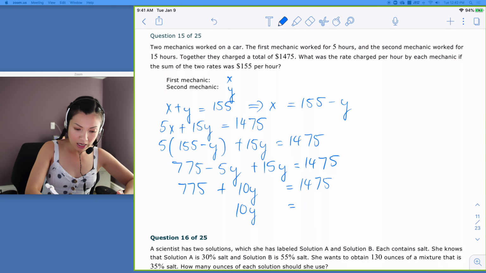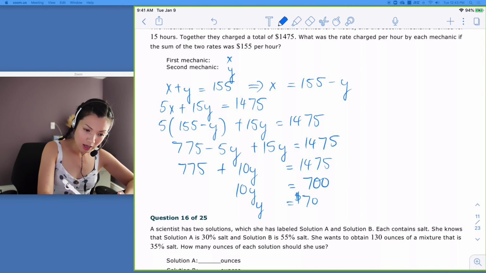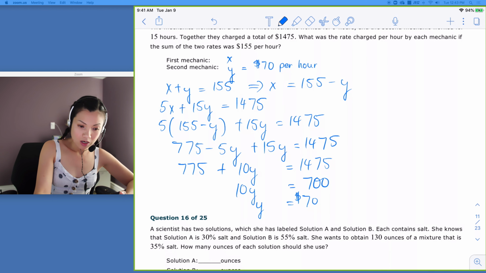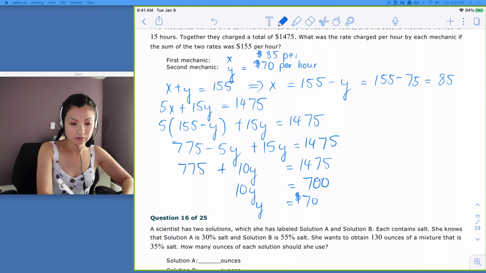Make sure you analyze your solution. So y is 70. So I have the rate of the second mechanic is $70 per hour. Now, going back to solve for x is going to be really easy if you use this equation right here. So it's going to be 155 minus 70. So it's 85 for the first mechanic. That's his rate.